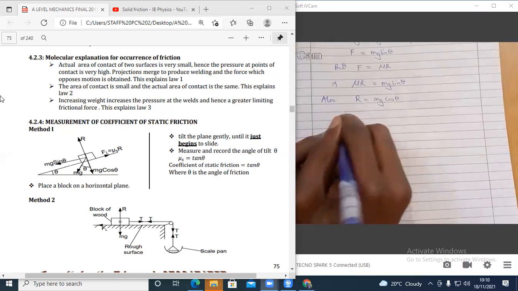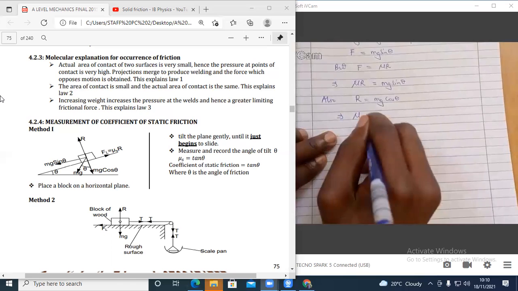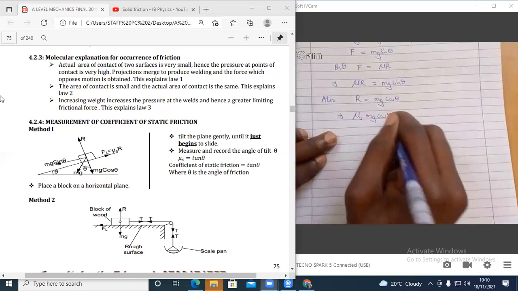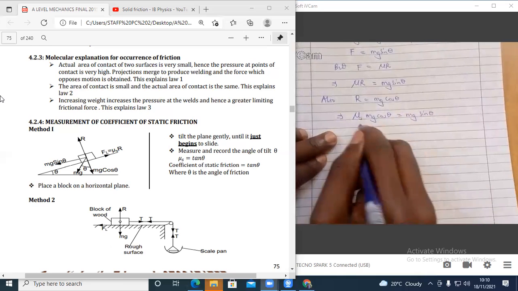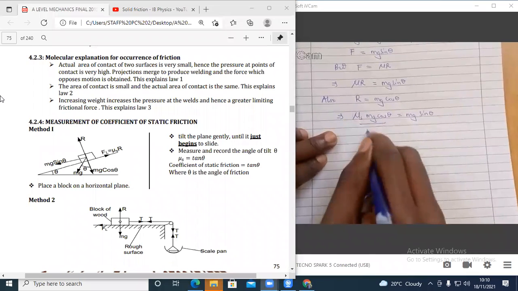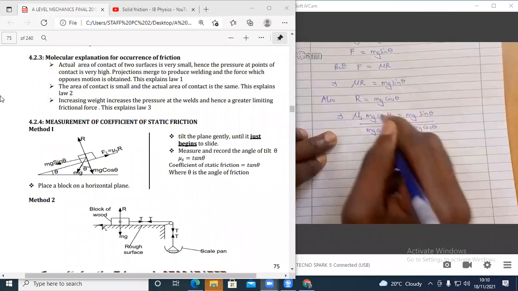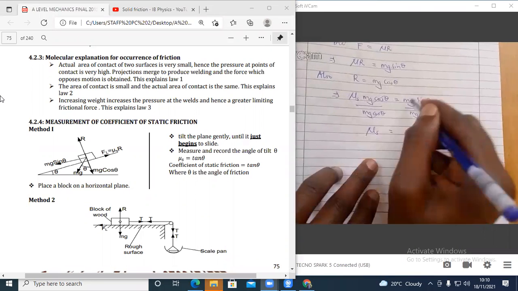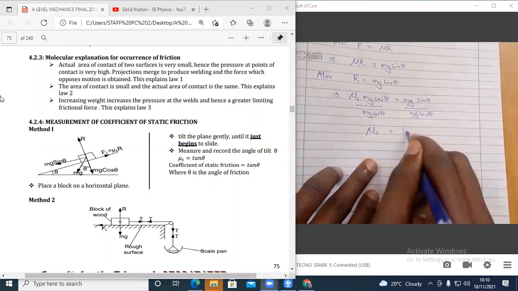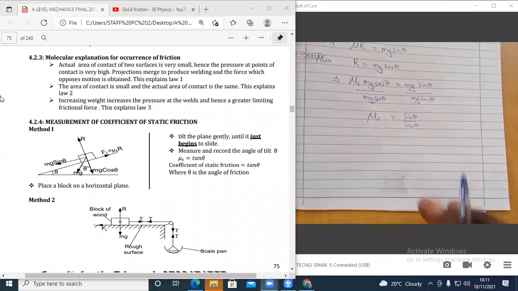Now you find that we shall have mu static times mg cos theta equals mg sine theta. So divide all through, we are looking for the coefficient. Divide all through by m cos theta, so this and this will disappear. Then we remain with sine theta over cos theta. What is this one?